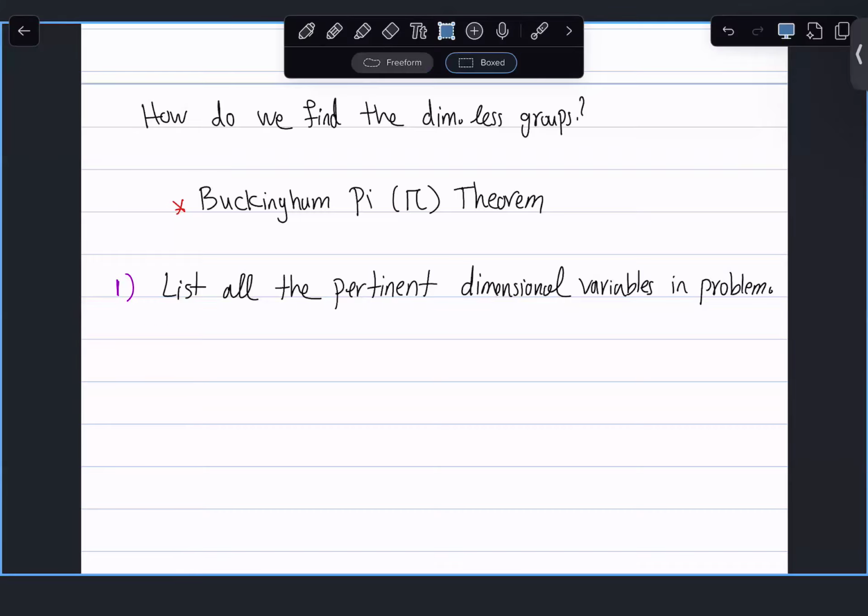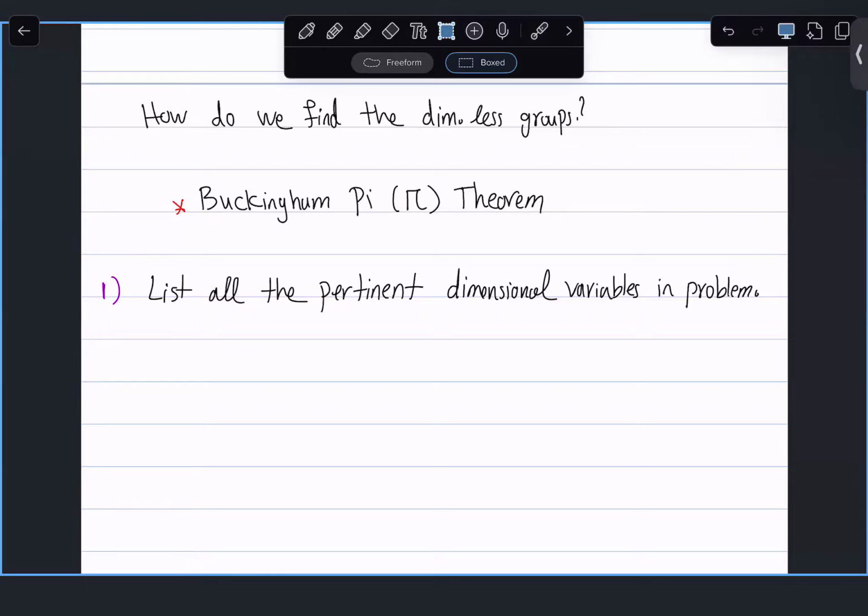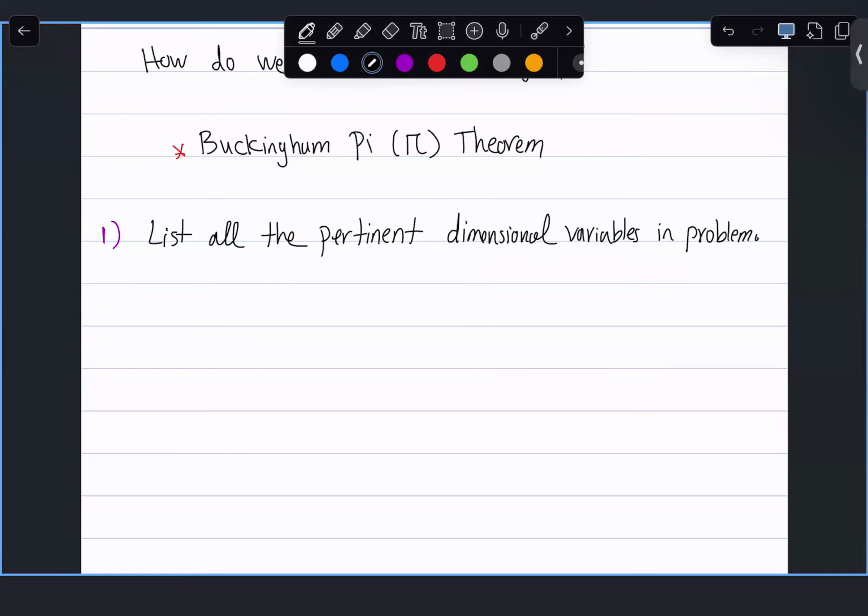And as I write down each step, I'm going to write down the step for the example we were doing, right? So in the example we were doing, how many dimensional variables did we have? 5, right? We had rho, u, l, mu, and ft, which is the output variable. The number of these variables, we usually show by k, and here k is 5. It can be a different number for different problems, but here it's 5.